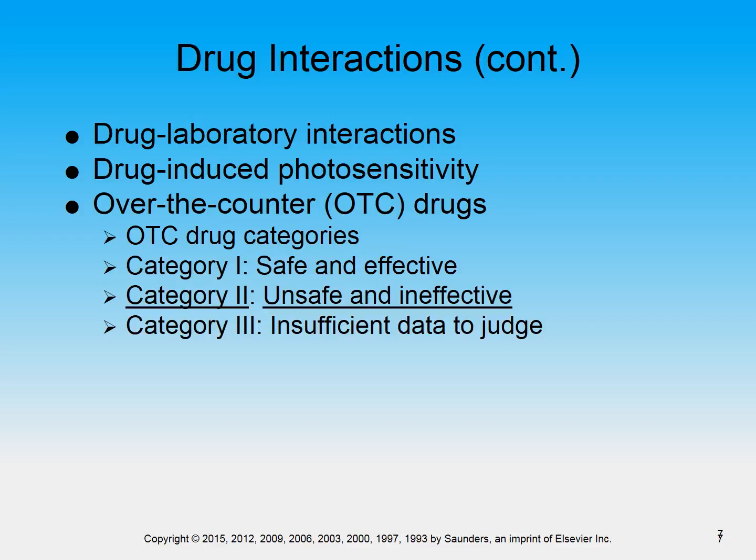Over-the-counter things can be cold and cough medicines, sleep aids, and weight control medicines, and they can cause all kinds of interactions. They are classified, as noted here, as Category 1, safe and effective; Category 2, unsafe and ineffective; Category 3, insufficient data to judge.